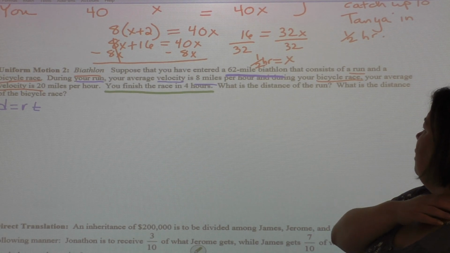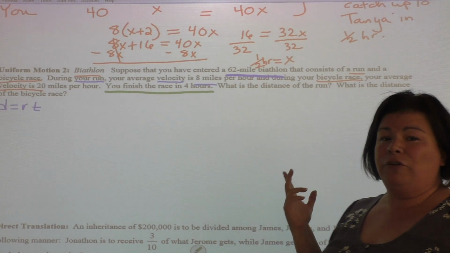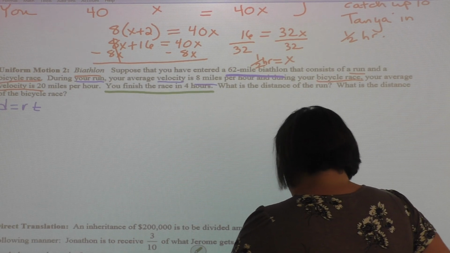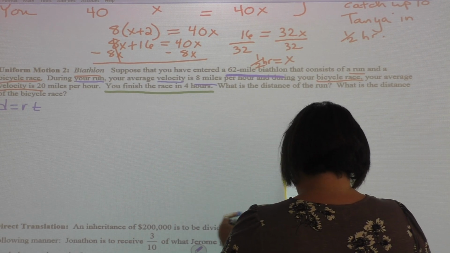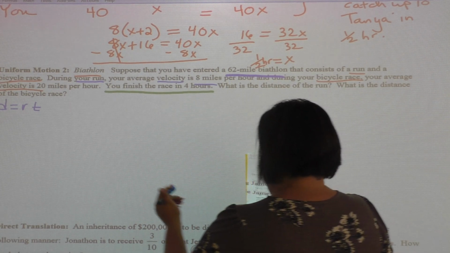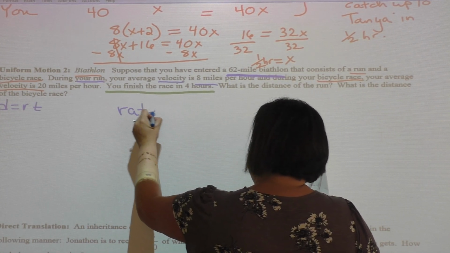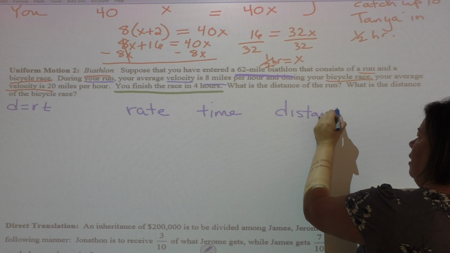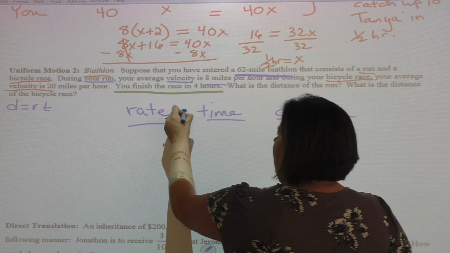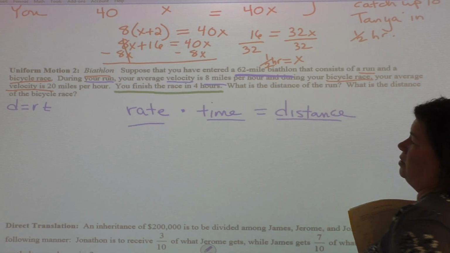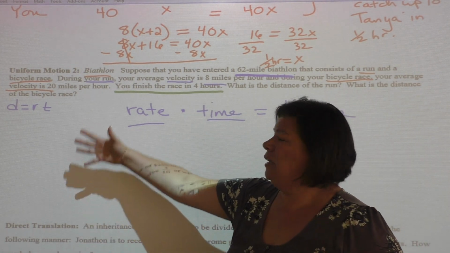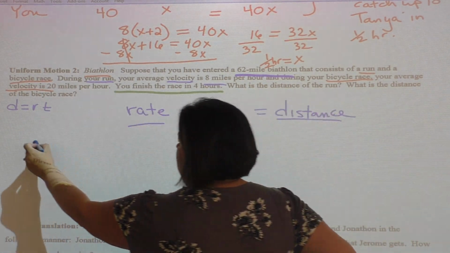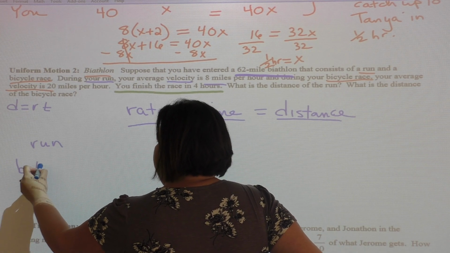What is the distance of the run and what is the distance of the bicycle race? So here they're asking for two things, the distances. So if I go ahead and write that, I have my rate and my time and my distance, three columns here. But again, rate times time is equal to distance. Now, what's involved here, instead of two people, I have two events going on. So the two events that I have are a run and my bike race.